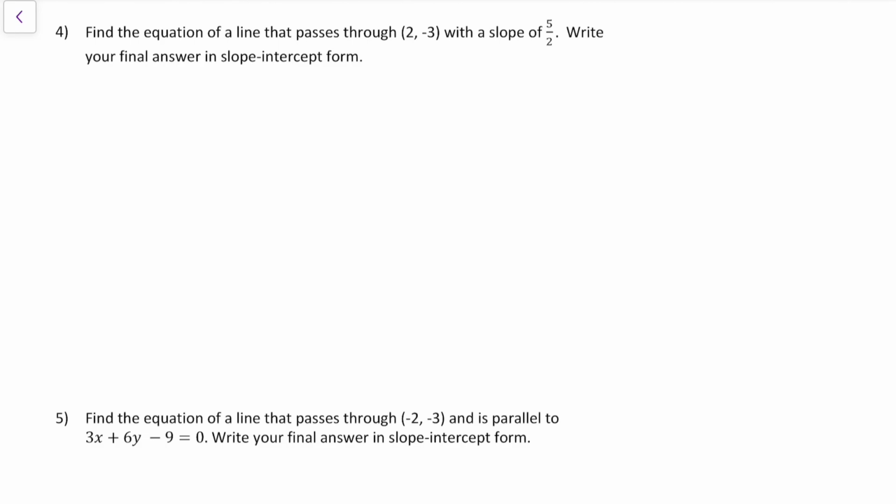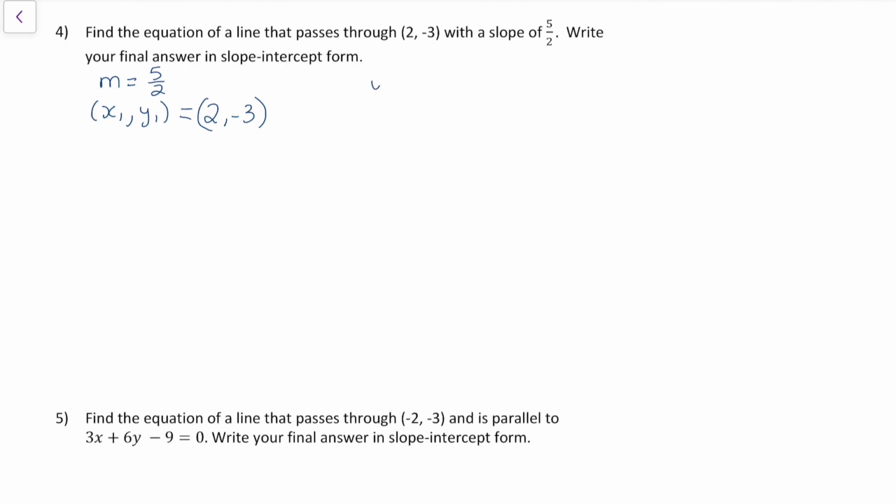Okay, so we're finding the equation of a line. It passes through the point (2, -3). And they gave us a slope of 5 over 2. So they didn't give us our y-intercept, but we can find it using the point they gave us.